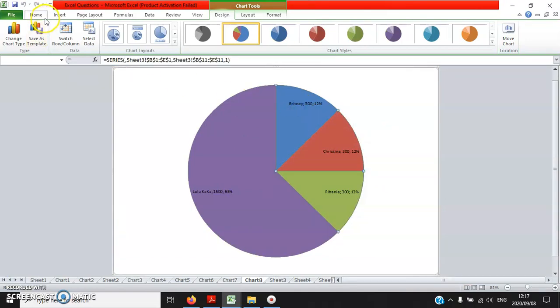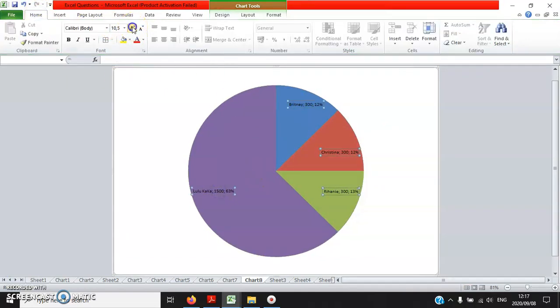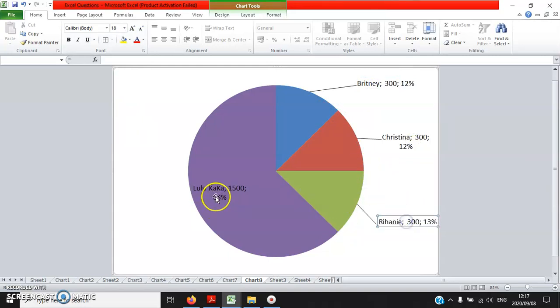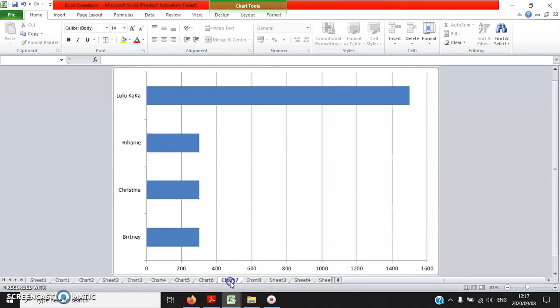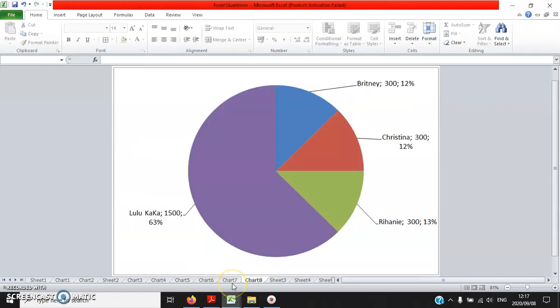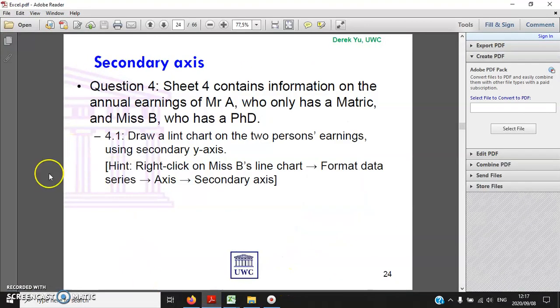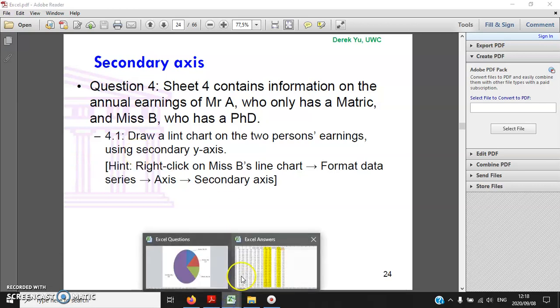Okay, I just need to increase the font size. Okay, can I actually drag it? Then yes, I think that looks much better actually. Okay, again, you see the dominance of Lulu Kaka. So actually charts 7 and 8 give you more or less the same result, showing that more students support Lulu Kaka. Okay, and then I think that's it for sheet 3. Then we move on to sheet 4.